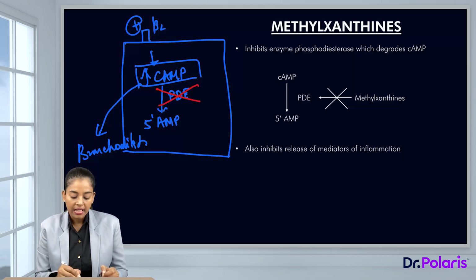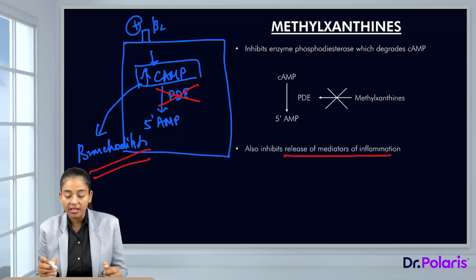So what happens? Cyclic AMP will not get metabolized. It's present at higher levels. Increased levels of cyclic AMP are available, thereby it causes bronchodilation, which is actually what we want. The other action is they also inhibit the release of other inflammatory mediators.